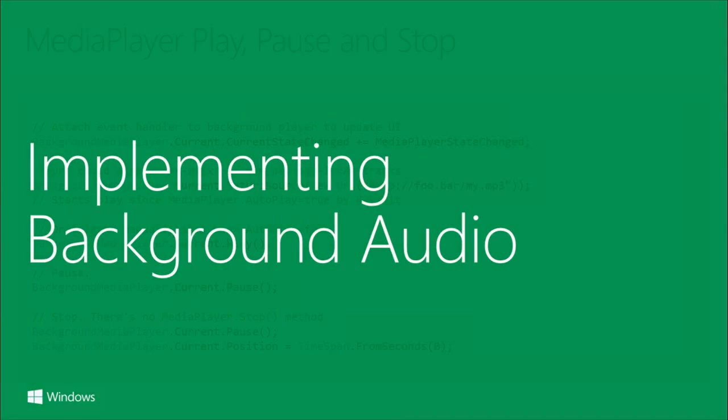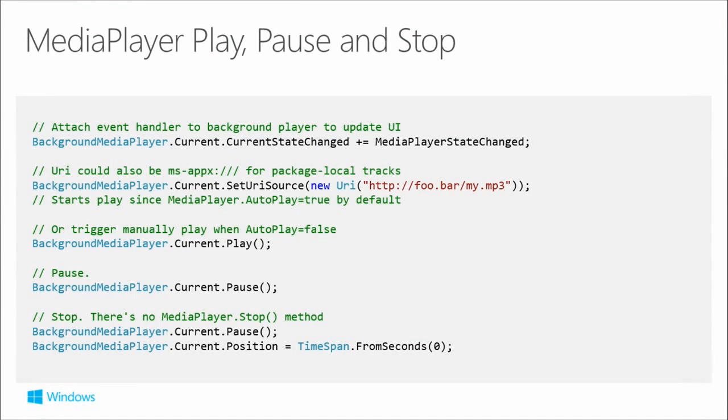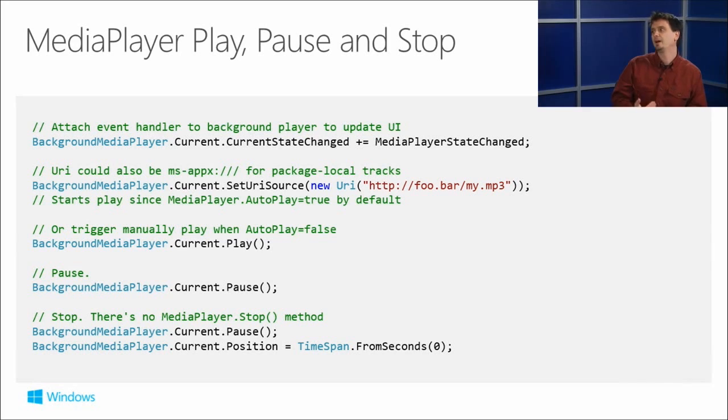So the code for implementing background audio is fairly straightforward. We have that background media player, and it's been fairly well designed so that we are listening for that current state change. We always want to know when the state has changed from play to pause to stop. We set the URI source, and we can set this source to either a local package. So in the demo, we're actually going to pull the exact same file from the application installed folder that we did with the video editing API. And we just load it right into our background media player as a URI. And then the background media player can play it, or we can even trigger it to autoplay. We can pause it, and we can stop it.